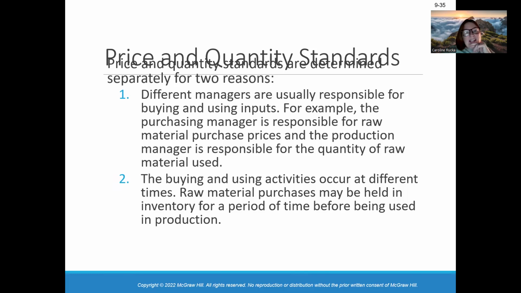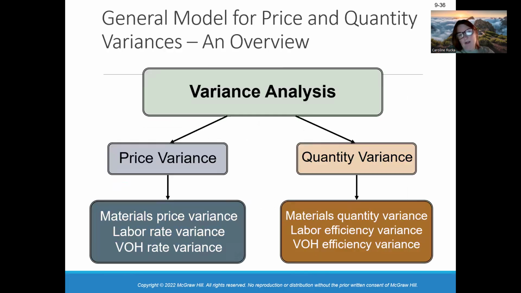So price and quantity are generally determined separately for two reasons. Different managers are usually responsible for buying and using inputs. So the purchasing manager is responsible for purchasing the raw materials, and the production manager is responsible for the quantity of raw materials that are used. The buying and the using activities also occur at different times. So raw material purchases may be held in inventory for a period of time before being used in production.